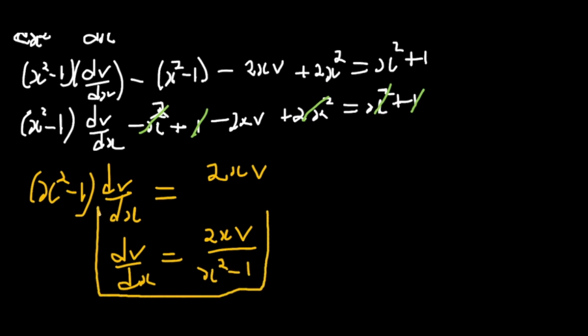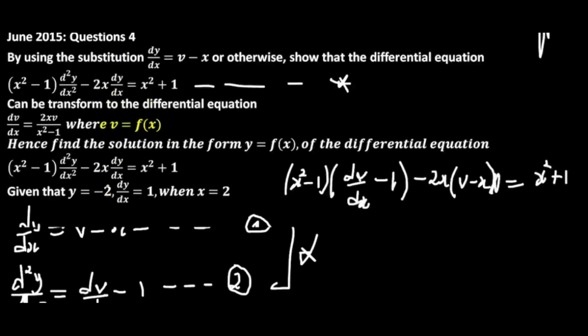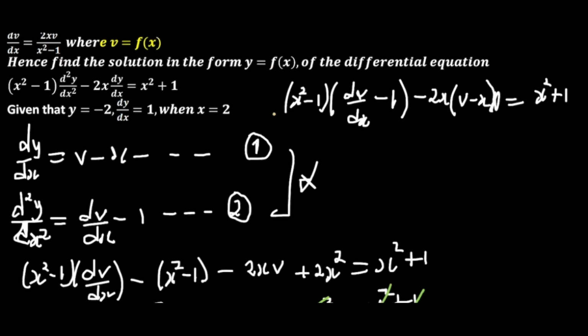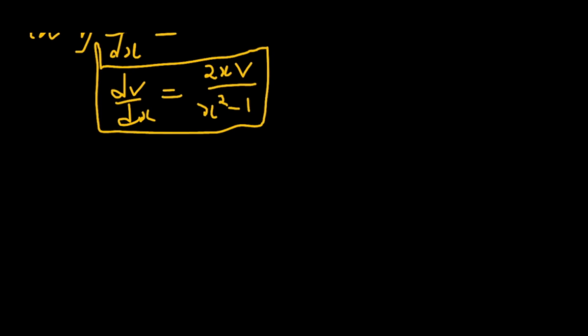So now let's check if this is the same as the equation that we were asked to transform. Great. So we have already transformed our differential equation to this. They said, hence, find the solution in the form y equals f of x. So here we want to look for a solution in the form y equals f of x. So what we need to do here is just to separate our variables.